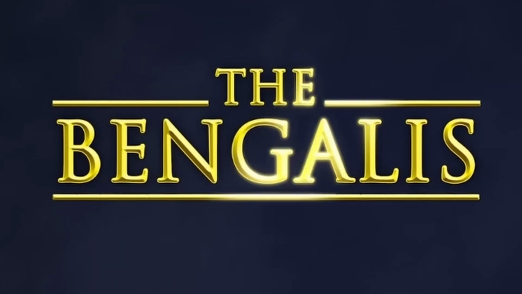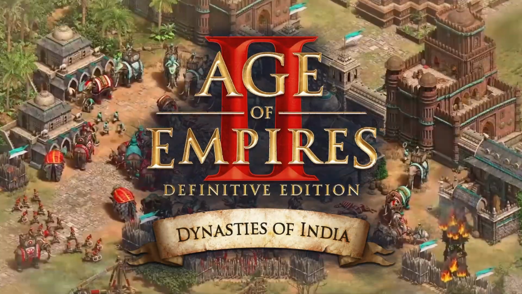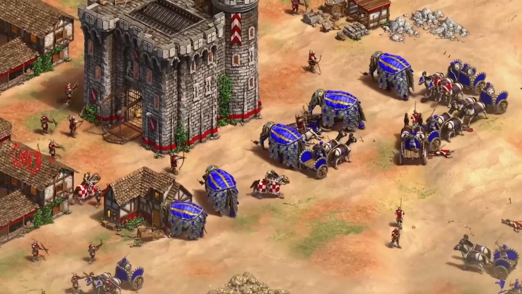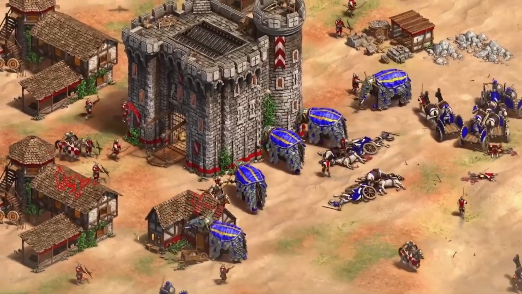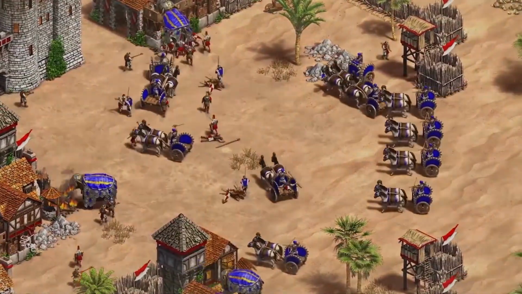Bengalis, a civilization introduced into Age of Empires with the Dynasties of India DLC. Today, in this attempt, we will try to unfold everything there is about this civilization. As always, let us start with the inspiration behind this new civilization.